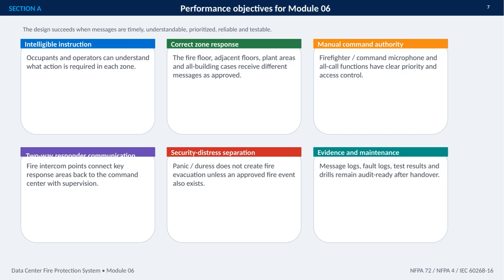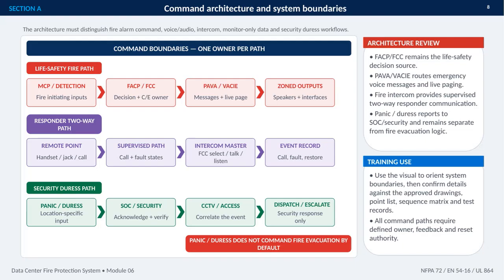A panic or duress signal should not trigger fire evacuation unless an approved fire event is present. Finally, the system must preserve evidence and support maintenance through audit-ready message and fault logs, test results, and drill records after handover. These objectives align with NFPA 72, NFPA 4, and IEC 60268-16.